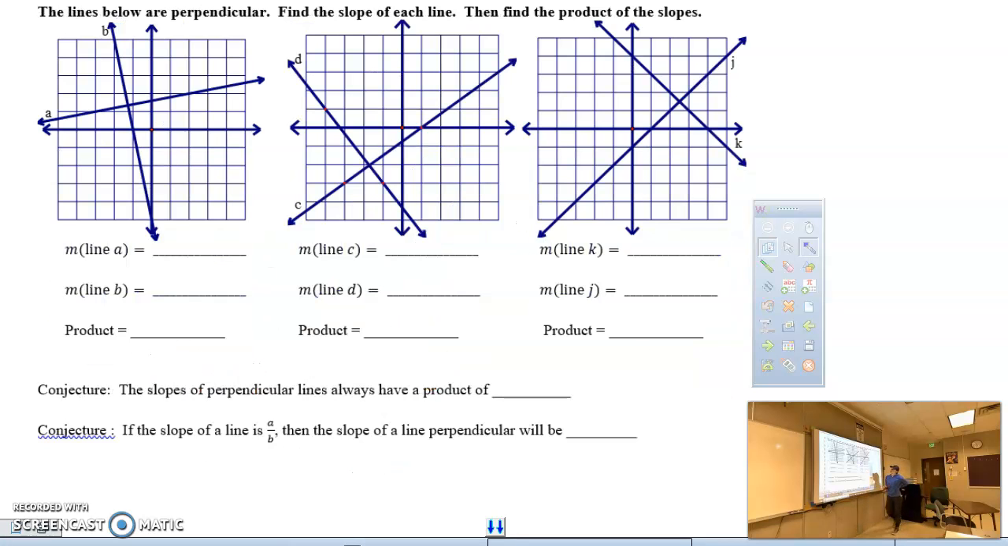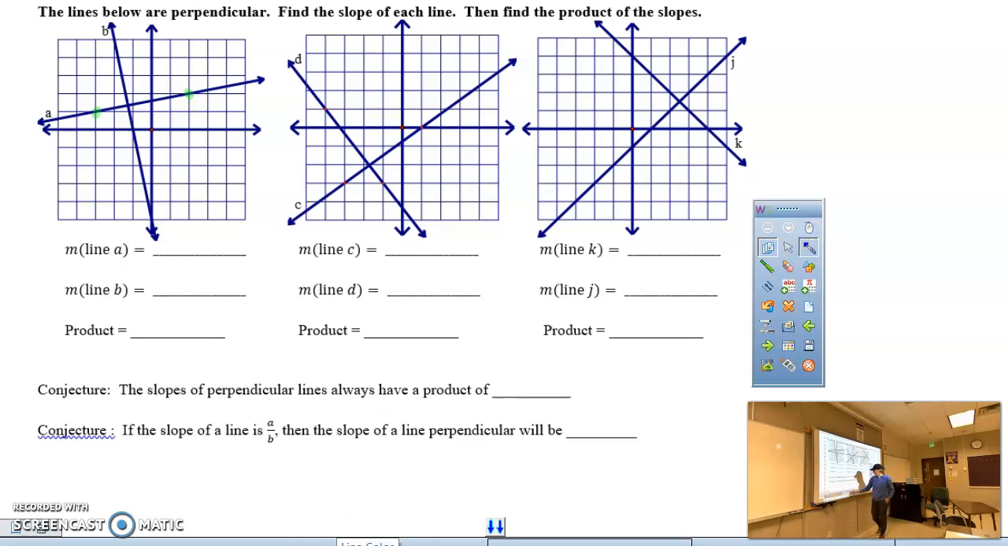Okay, next. The lines below here are perpendicular. Find the slope of each line and then find the product of the slopes. This is a special little trick you can do with perpendicular slopes, but you're going to start out the same way. I'll go through this first one with you. For line A, I'm going to find a couple easy points. That one looks easy, and this one here looks pretty easy, like they intersected a nice part of the grid.